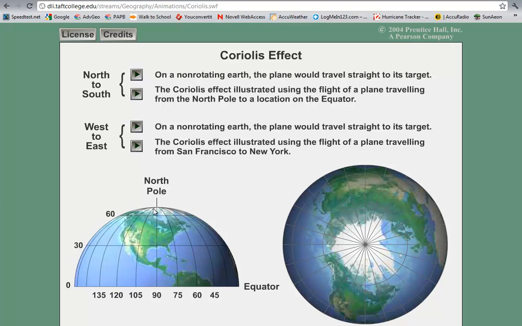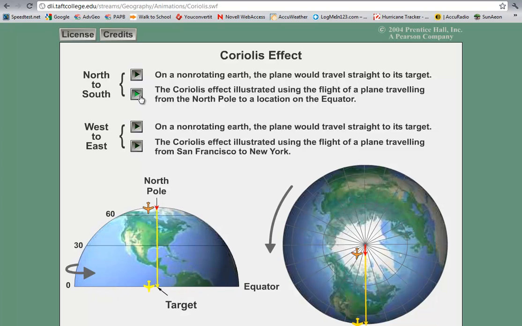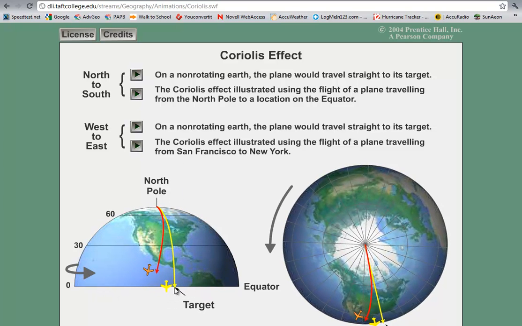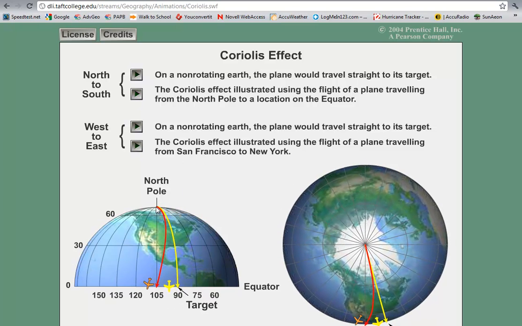So what we're going to do is look at a side view of the planet and also a top view of the planet, and we're going to go on a non-rotating Earth. We're going to watch a plane as it travels, hopefully in a straight line. Here we go. Notice that it moves in a straight line, down lines of longitude. Okay, now we're going to do it on a rotating object. There's where it went. There's where the target is.